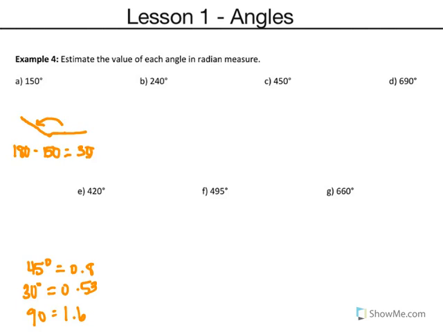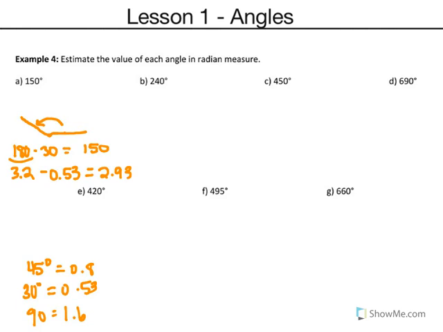So, if you take 180 degrees and subtract 30 degrees, you'd be left with 150. So we start with 180 degrees, which is 3.2. We're going to subtract 30 degrees, which is 0.53, and we should be left with 180. So if you want to see it this way, it'd be minus 30 is 150. So you should be left with 2.93. So that is how you would estimate 150 degrees.